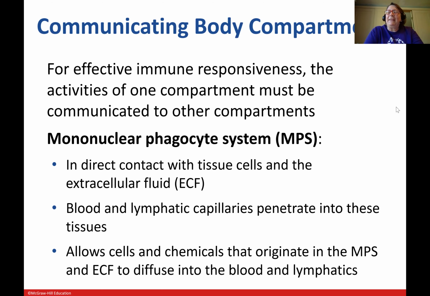And it's able to do that because it has access to both the blood, the circulatory system, as well as the lymphatic system. Both of those are fluids that are able to carry these chemical messages from one part of the body to another. And those chemicals that originate in that mononuclear phagocyte system and the extracellular fluid then diffuse throughout the body in order to send those signals and to call whatever cells are being requested to come.